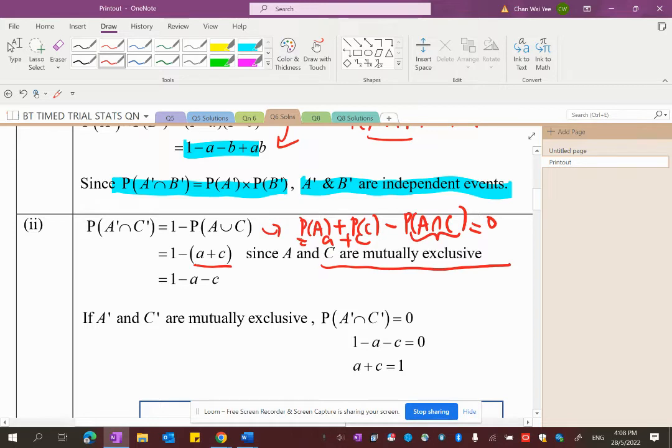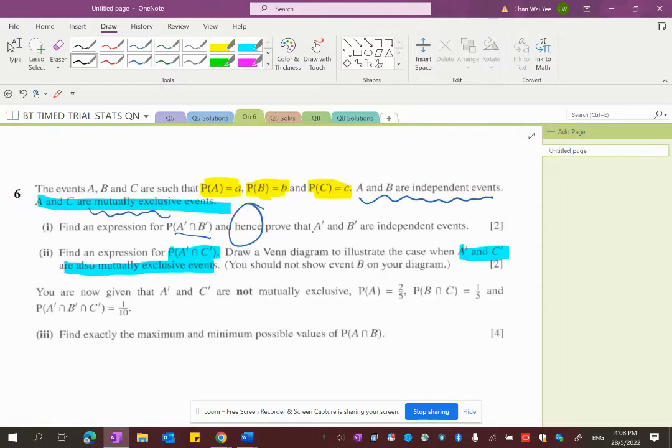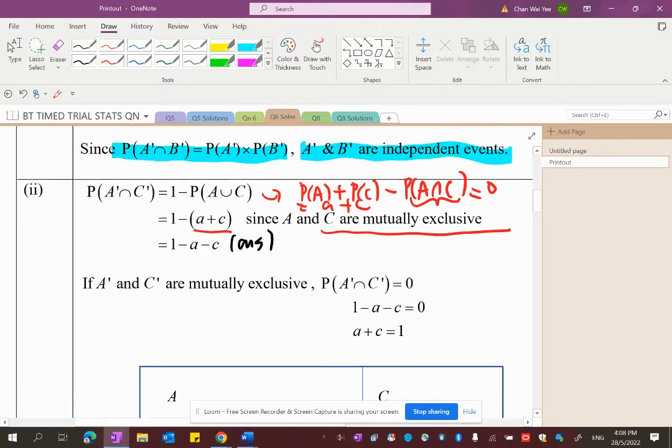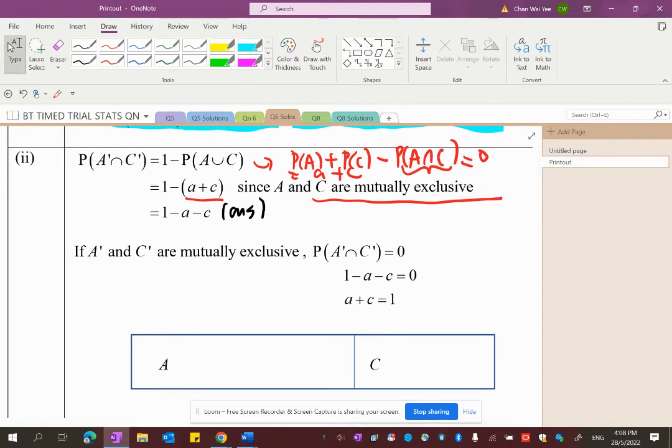So with this, we got the answer for P(A complement intersect C complement). On the other hand, the question also told us that A complement and C complement are also mutually exclusive events. So how does it impact the answer? If we use this information, it means that A complement intersect C complement equals 0. But we have already found the answer from here.